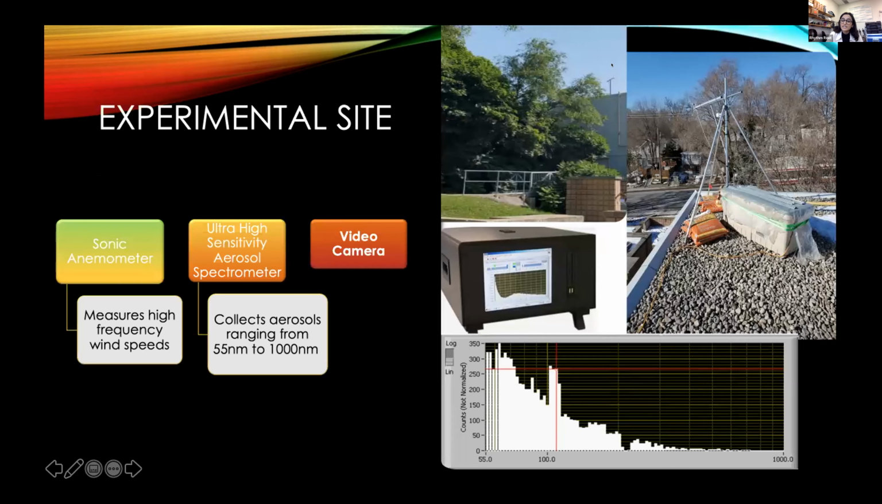For our experimental site, we have three main instruments that were set up on the roof of this recreational center. First is the sonic anemometer, which measures high-frequency wind speeds. The second is an ultra high sensitivity aerosol spectrometer, the USAS. It operates with a pump that takes in air, and the USAS subsamples from that pump to determine the particle sizes. The aerosol sizes that it collects range from 55 nanometers up to 1,000 nanometers. The third instrument was a video camera, which just recorded the traffic on the road.